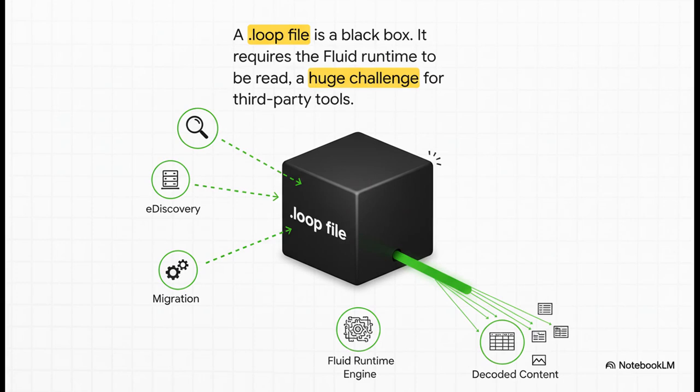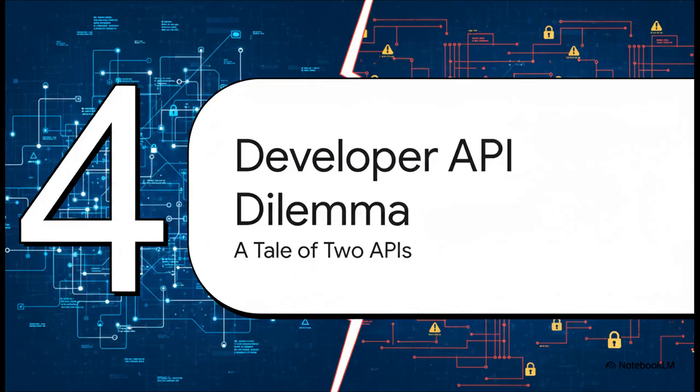And this is a really big deal, because that .loop file itself, it's basically a black box. You can't just open it in Notepad and see the text inside. It's a compressed blob of data that only makes sense to the Fluid framework. This creates a massive challenge for your standard backup, migration, and e-discovery tools that expect to be able to read file content.